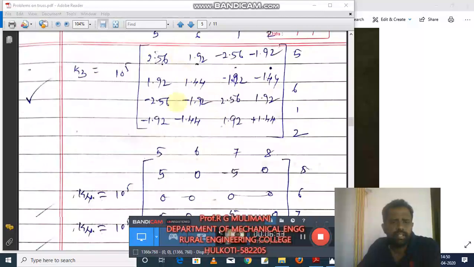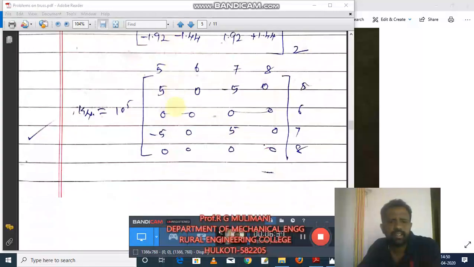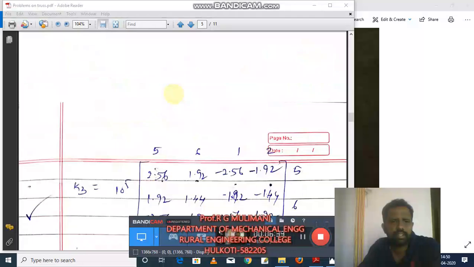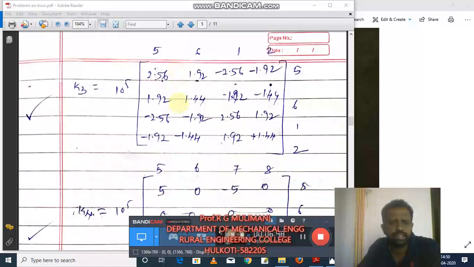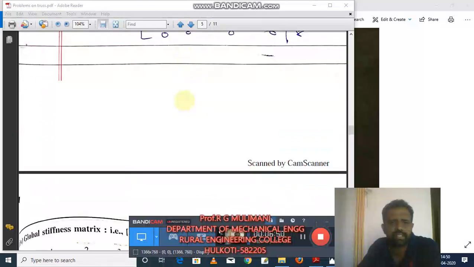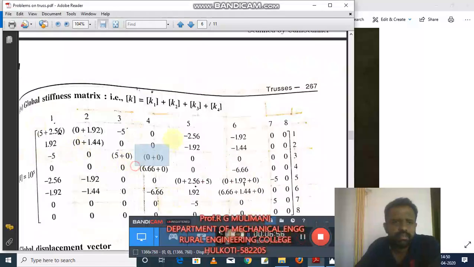Now we have got all the 4 stiffness matrices for the 4 elements. Let us add all these stiffness matrices. As in this problem we have got 4 nodes, in each node there are 2 degrees of freedom. 4 into 2, the size of the global stiffness matrix is 8 by 8.